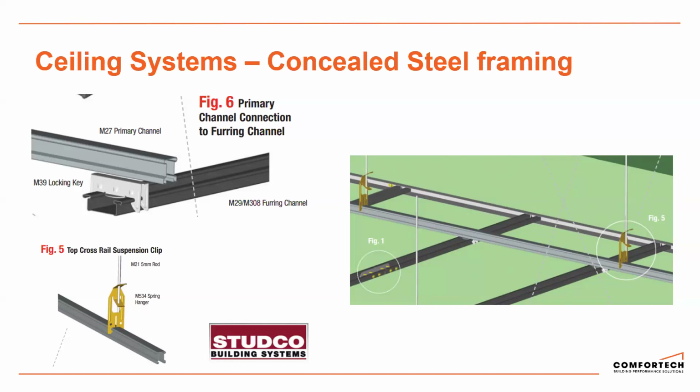Pretty simple design, really. There's a range of parameters in the design guides that you can follow. If you move the furring channels closer together or the top cross rails closer together, you can generally hold more weight, if you've got thicker plasterboard or multiple layers of plasterboard.